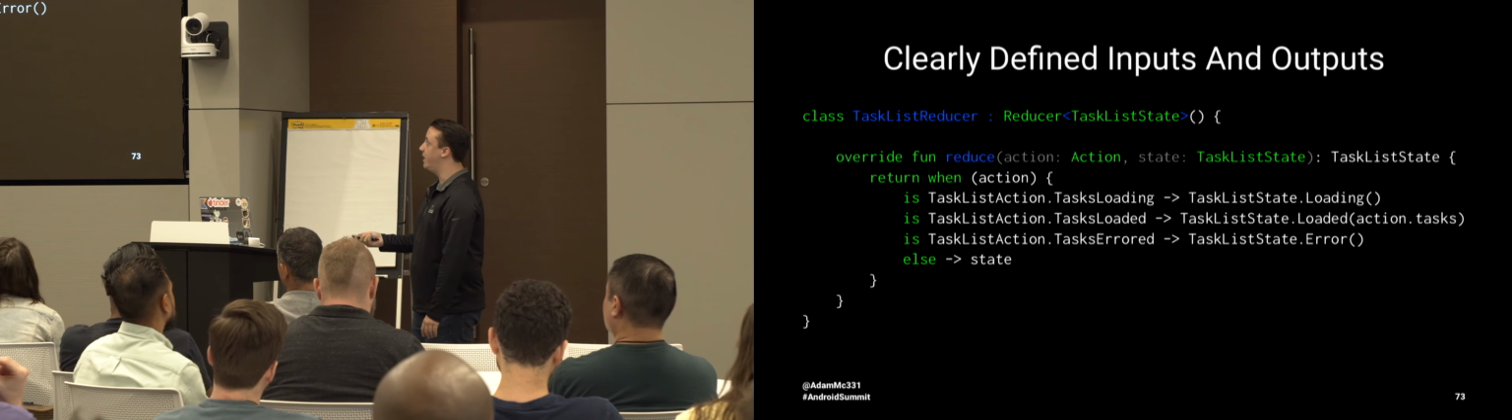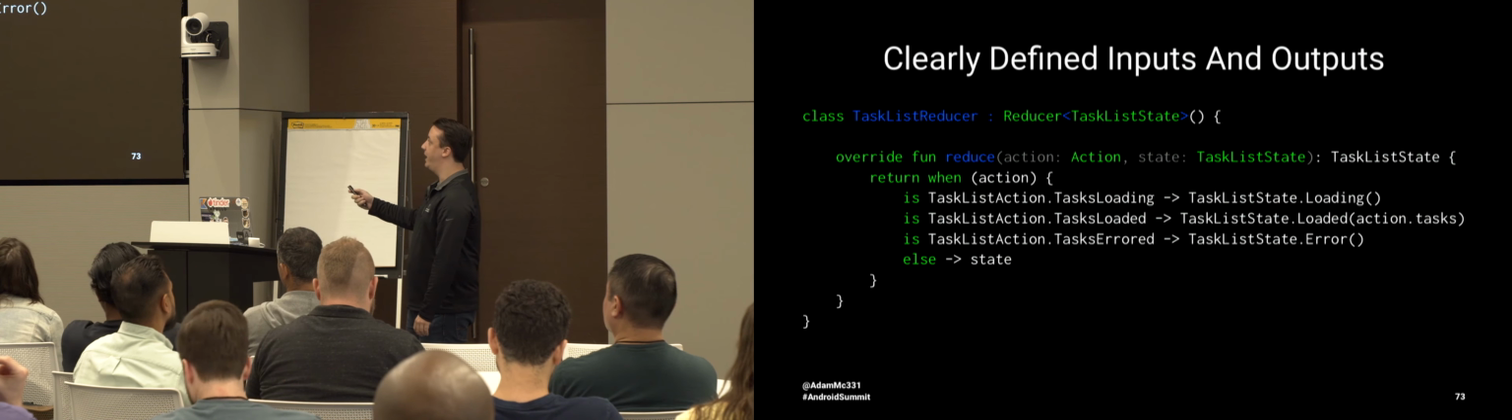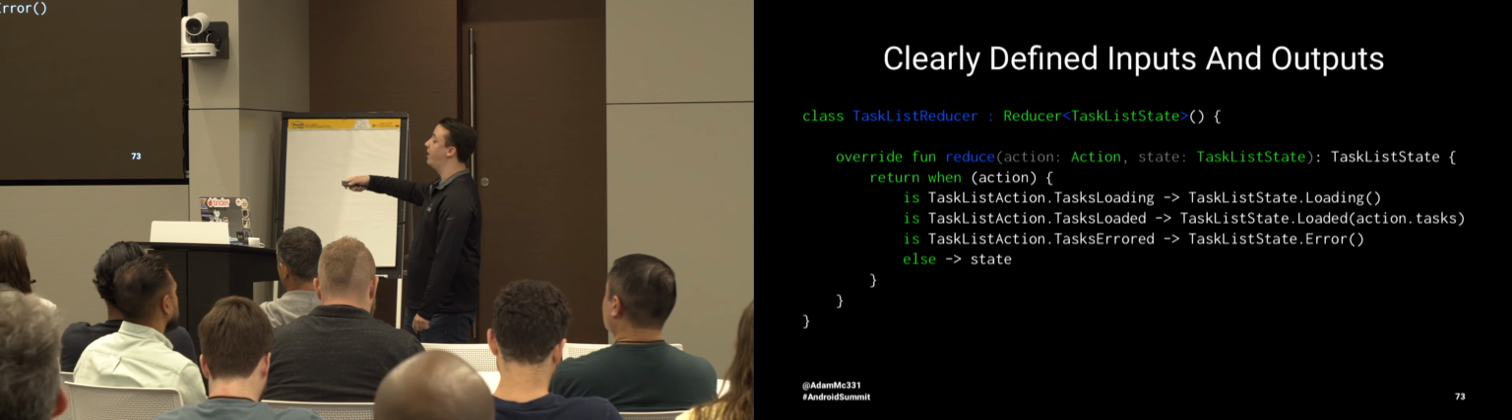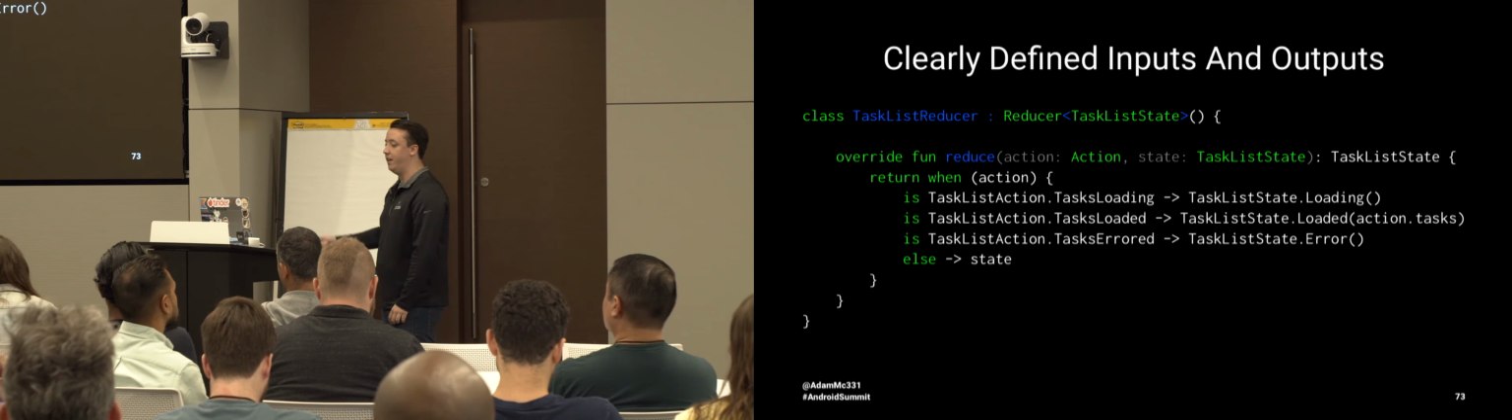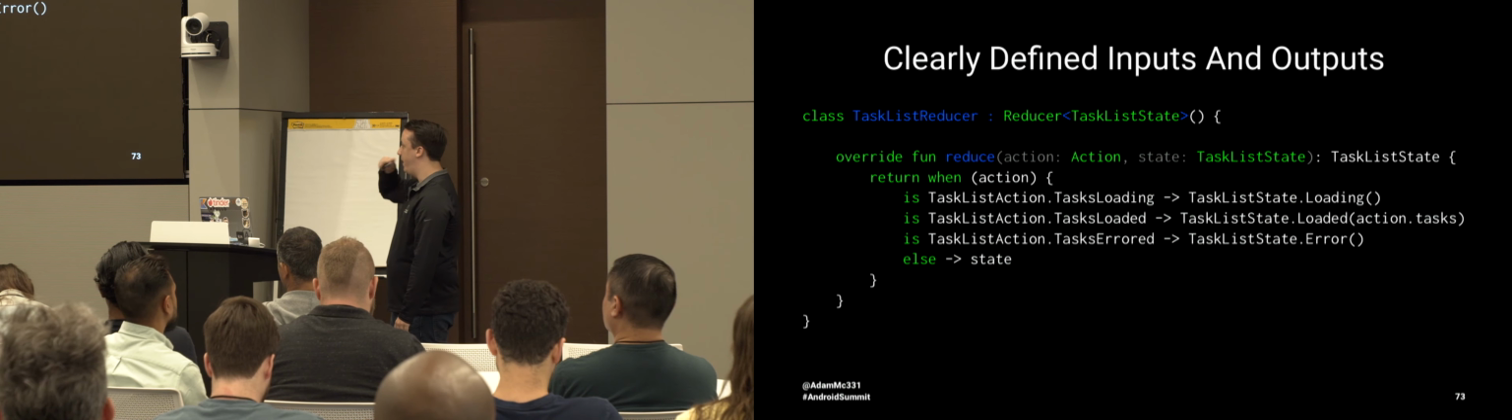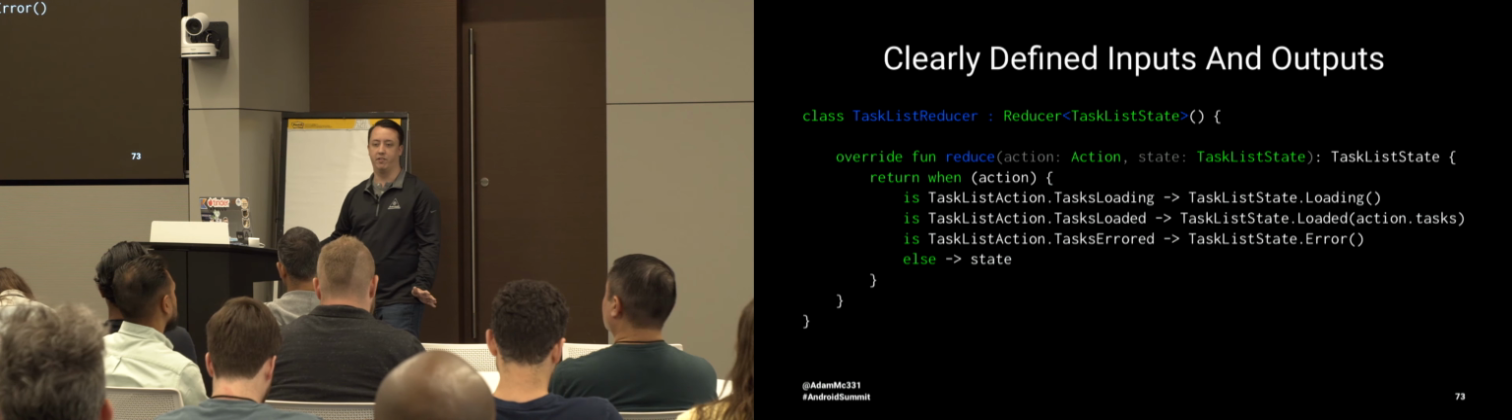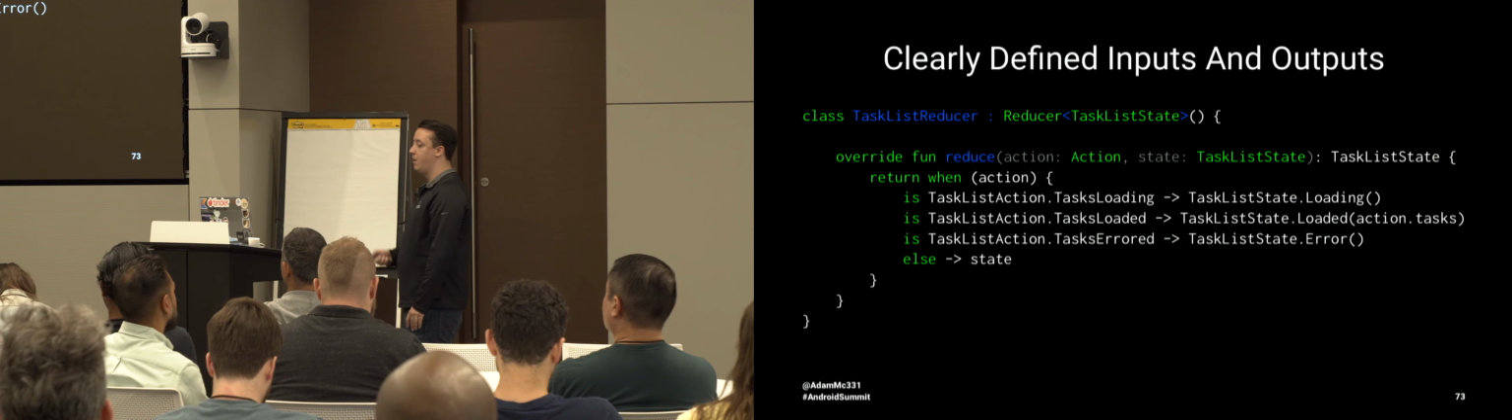So I have a when statement here, and I know when I get a loading action, I'm going to return the loading state. When I get the tasks loaded action, I'm going to return the loaded state, and so on. And then else, if some action happened that I'm not handling, I don't want to change the state. We'll just return the same one that we already have. So this is good, clearly defined inputs and outputs.